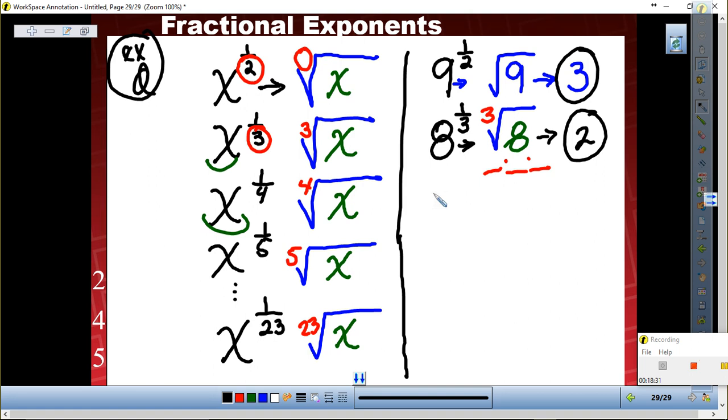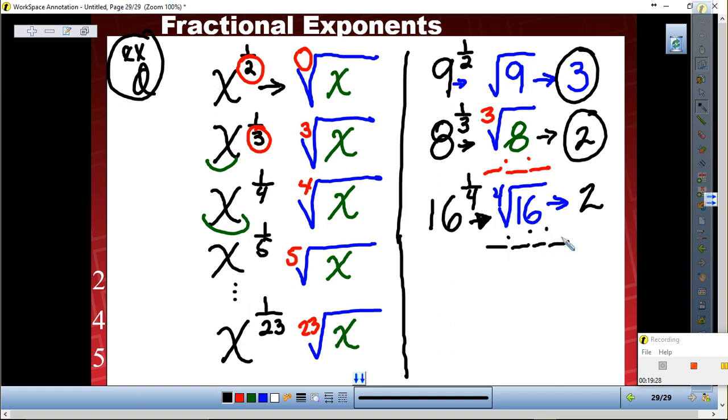Okay, let's do another one. Let's do 16 to the 1/4. Maria, how can I rewrite this? Radicand is 16. Put the radical. Index of 4. And what is the 4th root of 16? Everyone? 2, because it's saying what number times itself 4 times gives us 16. 1 times 1 times 1 times 1? No. 2 times 2 times 2 times 2? Yes. That's our root.